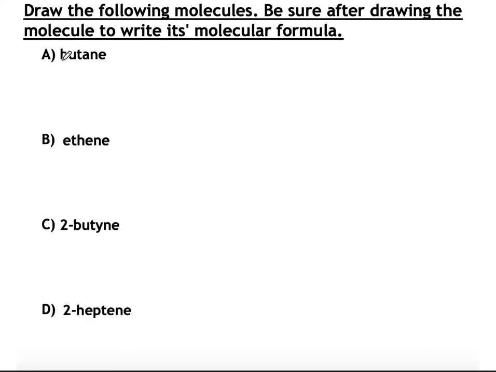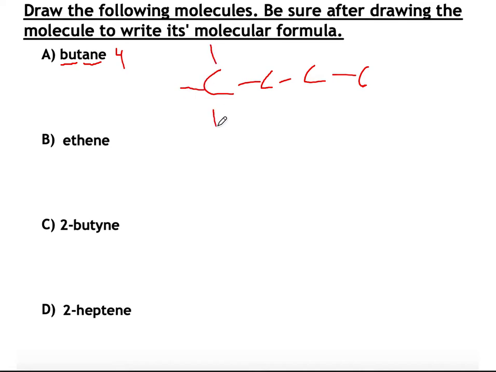So let's say we had to draw this, butane. Well, if we look at table P, it tells us that there are 4 carbon atoms. So we can draw our 4 carbon atoms in a row. Are there any double or triple bonds? No, because it ends in ane. It's an alkane, not an alkene, and not an alkyne, which means there are only 4 single bonded carbons. What do we do with the rest?